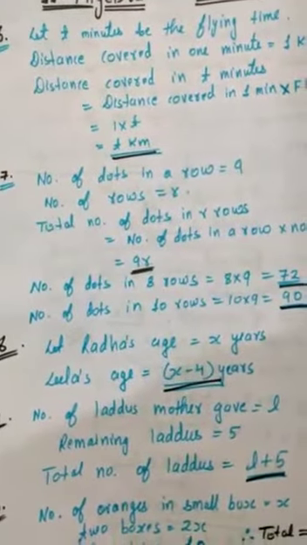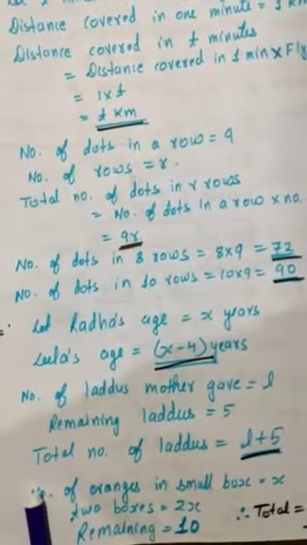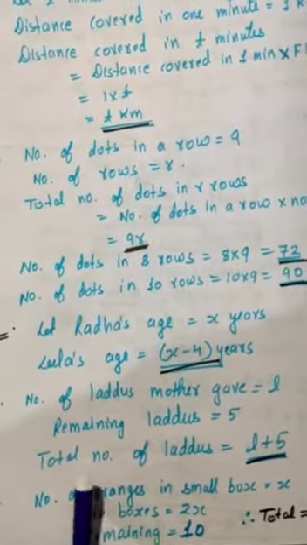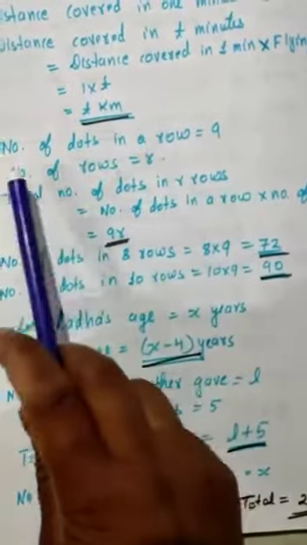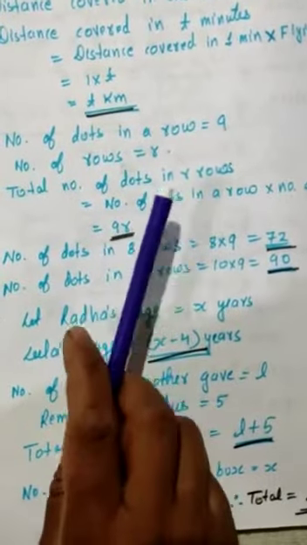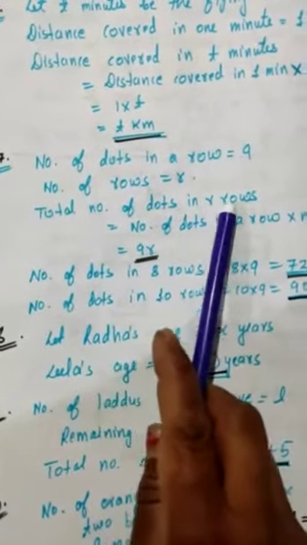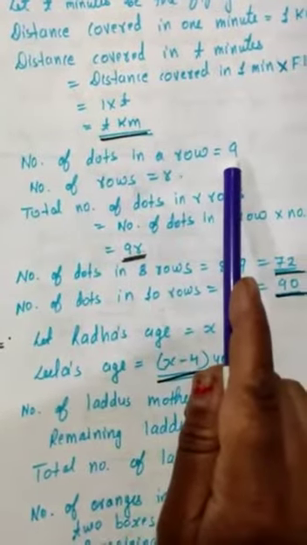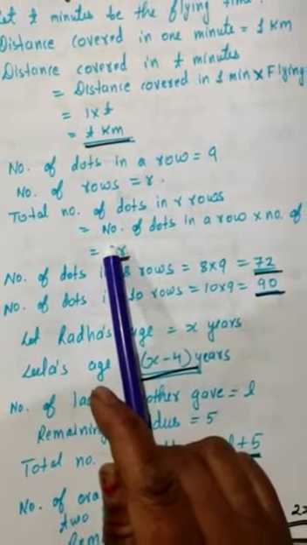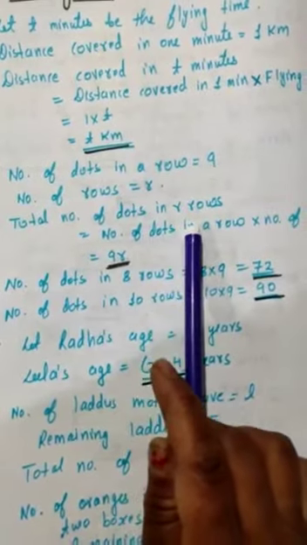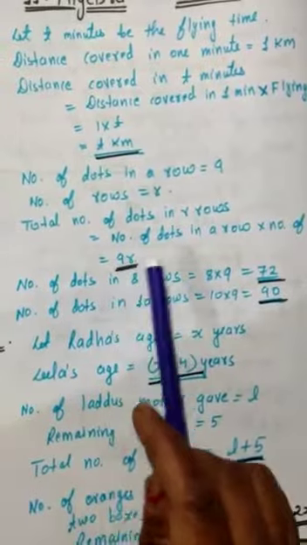Okay, then question number 7 is Radha is drawing a dot rangoli. Okay, dot rangoli बना रही है, and she is using chalk powder. She has 9 dots in a row, उसके पास एक रो में 9 dots हैं, and total number of rows are r. Suppose this is the variable we are taking, r. So how many dots will be there in r rows? That you have to find out. So this is number of dots in one row into number of rows, which is 9r. So this is the final answer.